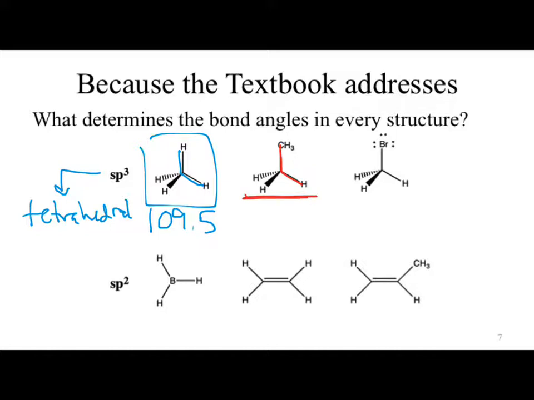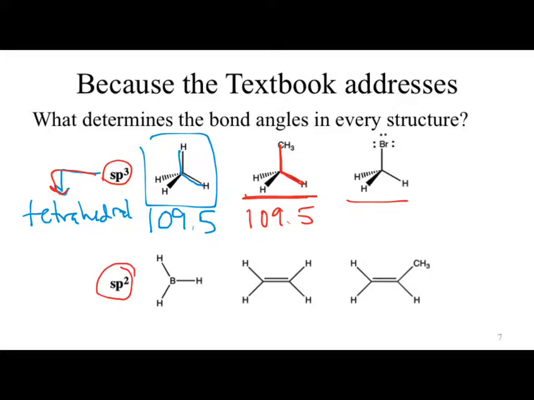In this structure, what's the bond angle between the methyl, the carbon, and the hydrogen? It's still sp3, which means it's still a tetrahedral structure, which means it's still 109.5. Okay? Which we would predict out here as well. The textbook didn't talk about the bond angles changing when we looked at tetrahedrons, but they do for some reason talk about it with sp2s.